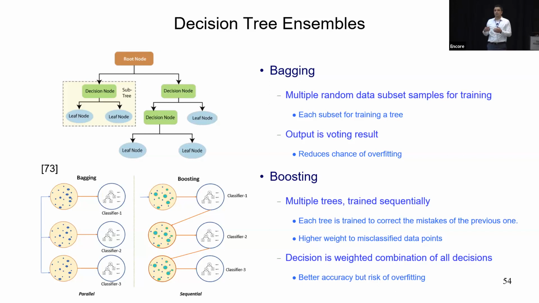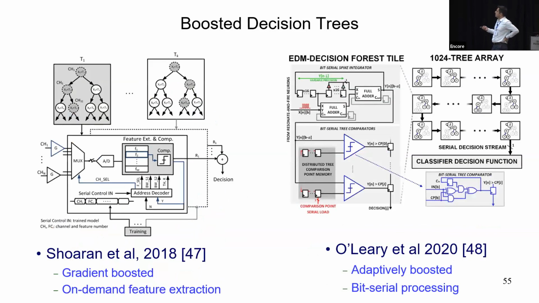The way that you learn from your mistakes could be different. People use, for example, gradient descent or adaptive boosting, but the general idea of boosting is this. Generally with boosting, you get more accuracy, but as you can imagine, you might actually overfit to the data. So that's the caveat that you need to remember.